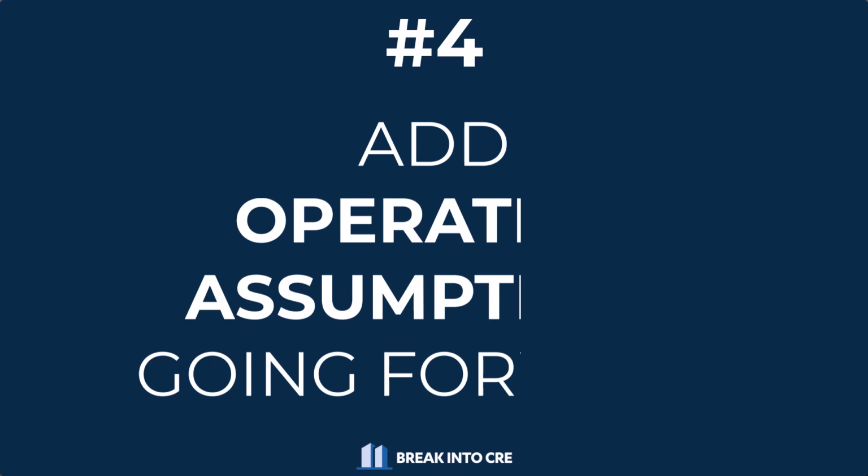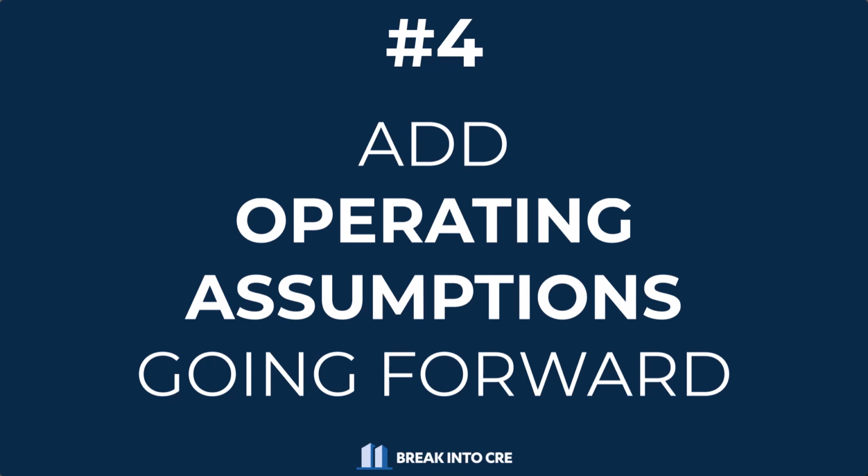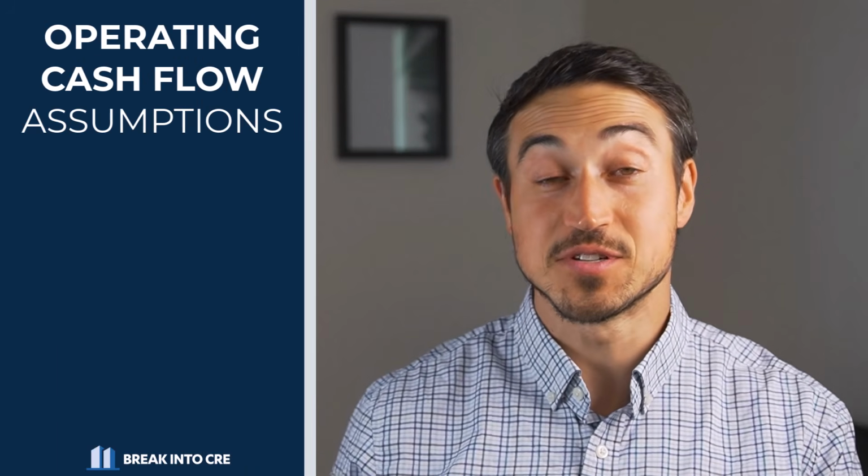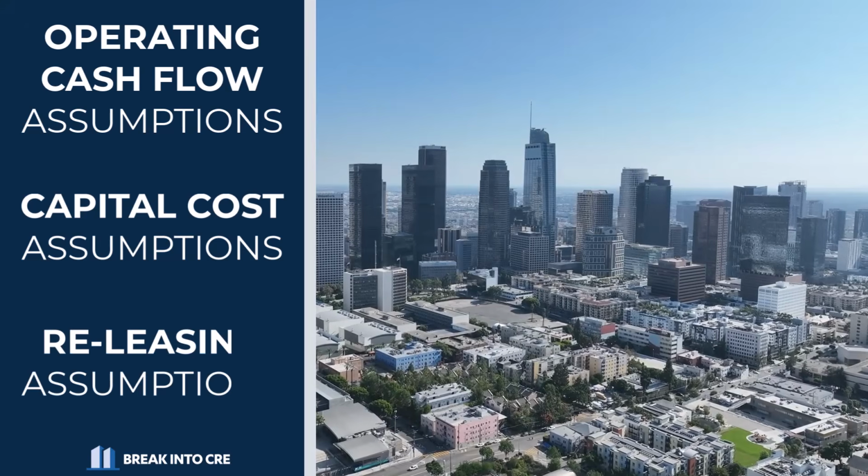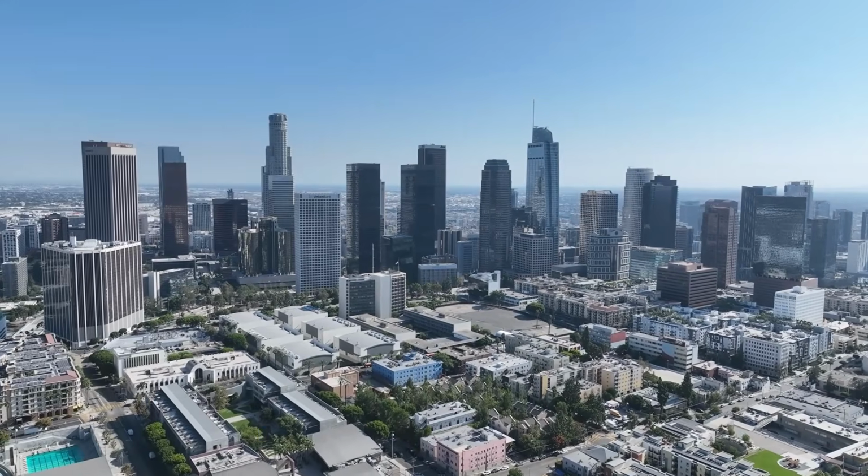Now, once the property's in-place operating information is added into your model, the next step in the underwriting process is incorporating your operating assumptions going forward on the deal. These operating assumptions will typically fall into one of three main categories, which are operating cash flow assumptions, capital cost assumptions, and releasing assumptions for those in-place tenants.